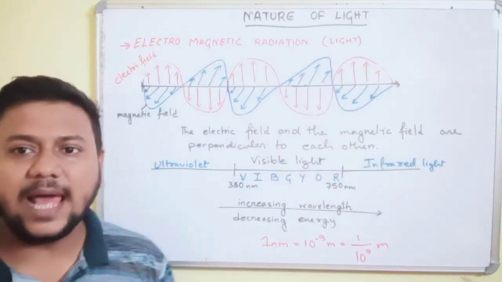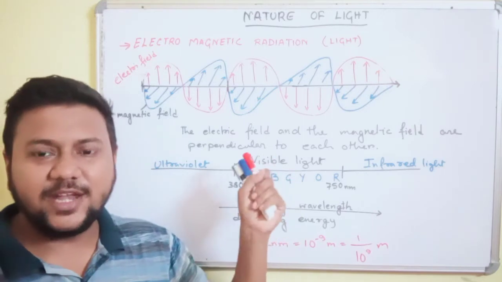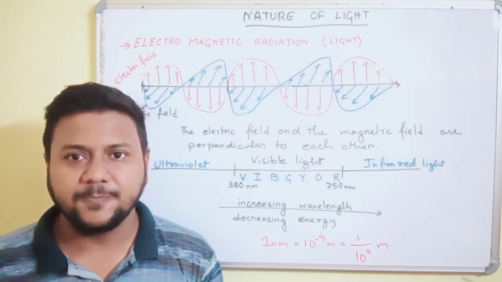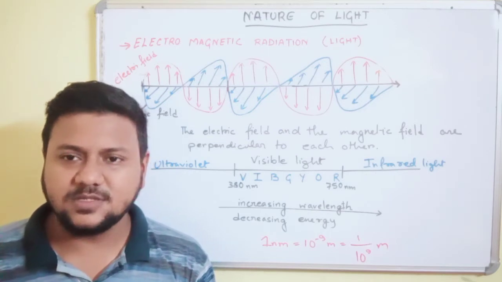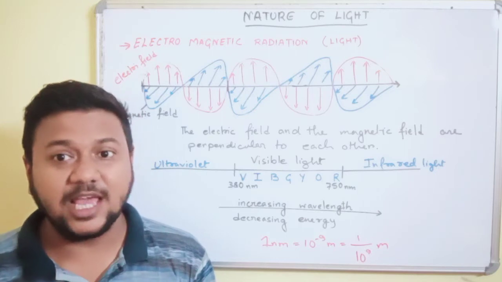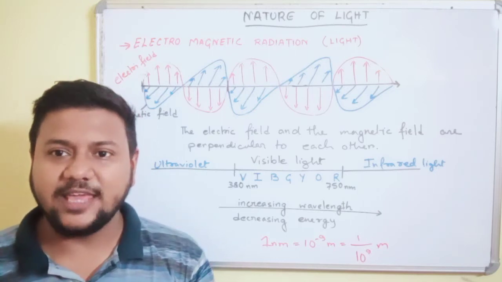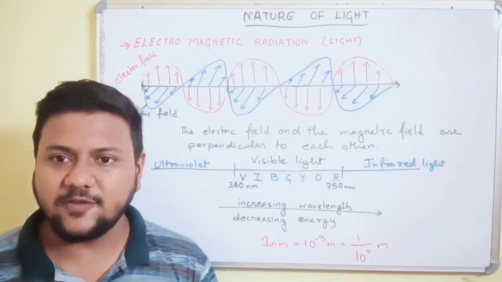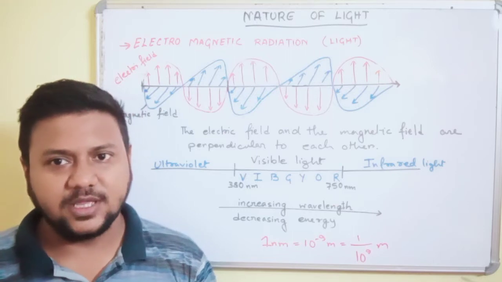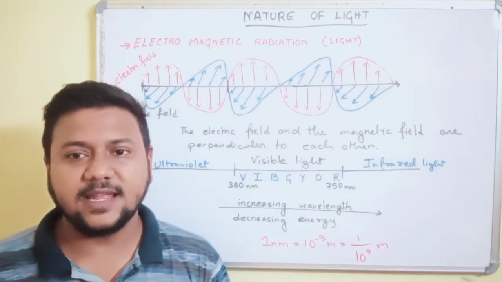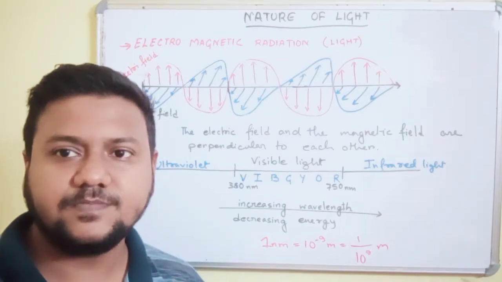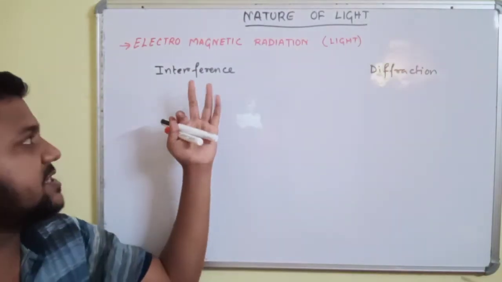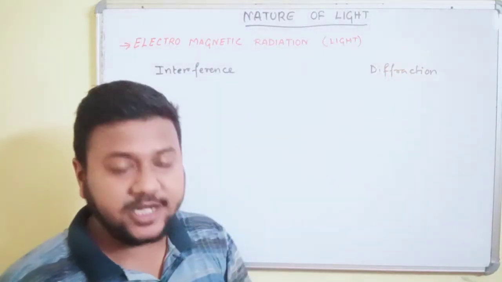Now light can be evidenced as a wave by some phenomena that we are going to discuss here. Some phenomena like diffraction and interference help us to know that light behaves as a wave. We are going to see what interference and diffraction are in this video to understand that light behaves as a wave. The wave nature of light can be evidenced by these two phenomena. One is interference and one is diffraction. Let us discuss one by one.